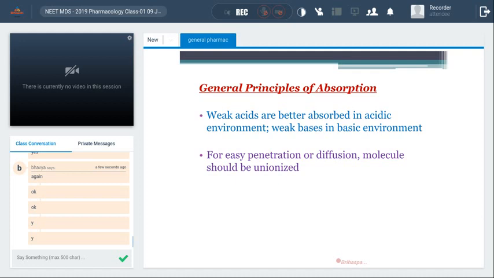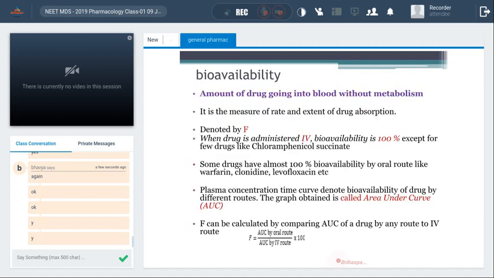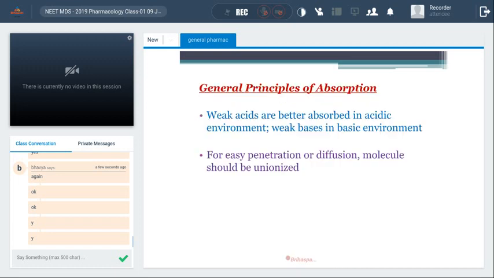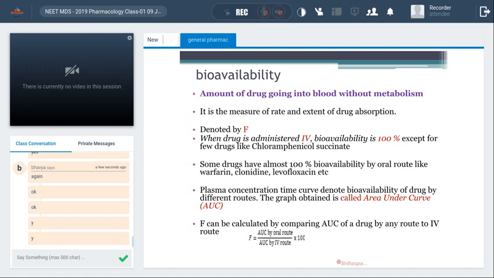And for easy penetration or diffusion, that means for easy movement of the molecule from any site of administration to the blood circulation, the molecule should be unionized. So I hope you know the concept of ionization and unionization. So a molecule is better absorbed if it is unionized. A molecule is better excreted if it is ionized. Please remember this. Okay, so weak acids are better absorbed in acidic environment and weak bases in basic environment. Then for easy penetration or diffusion, a molecule should be unionized. These are the principles. Next, we go to the next concept in absorption, which is called bioavailability.